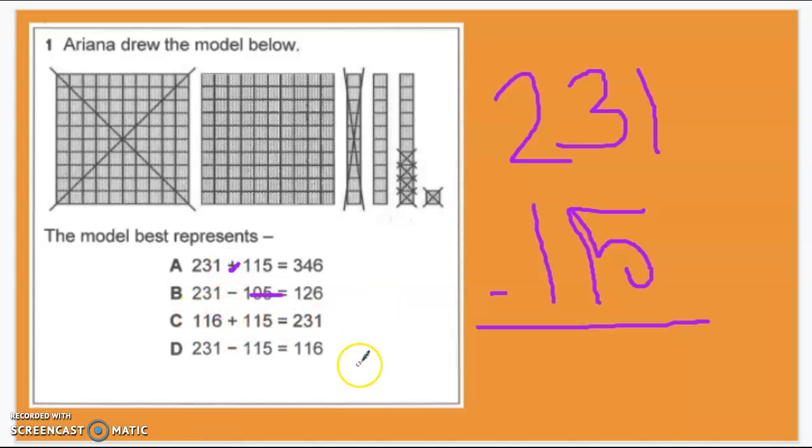116 plus 115. If we had 116 plus 115, you would have a group of 116, and then you would have a group of 115. And we don't see that here. 231 minus 115. I had a total of 231, and then crossed out or taken away was 115. So letter D is going to be your answer. You're going to practice something very similar to this on the next slide.